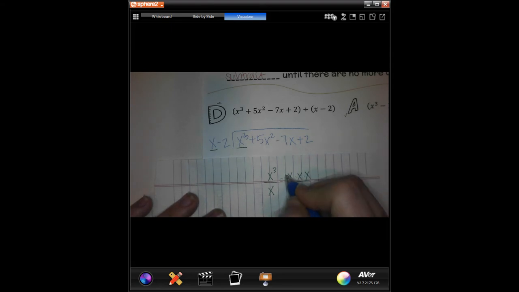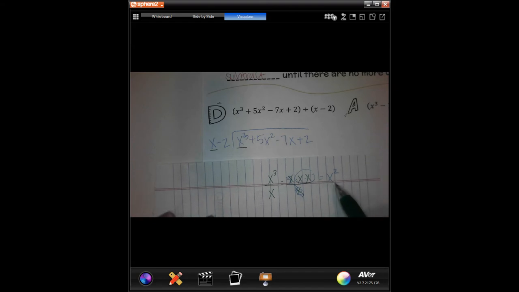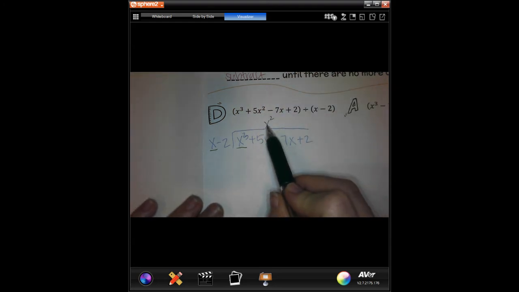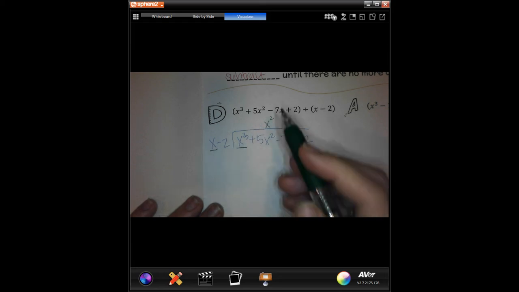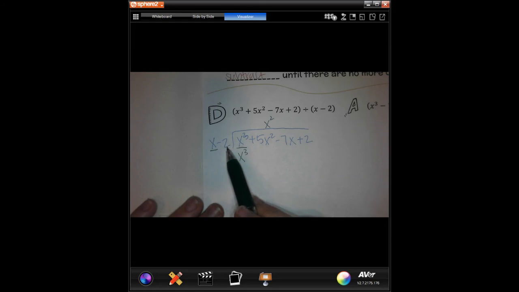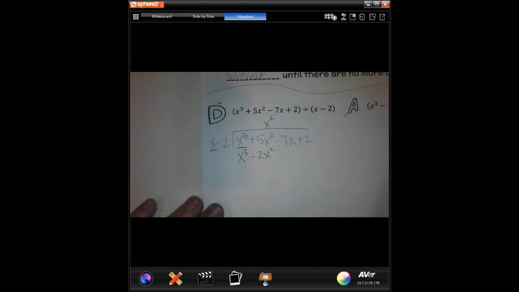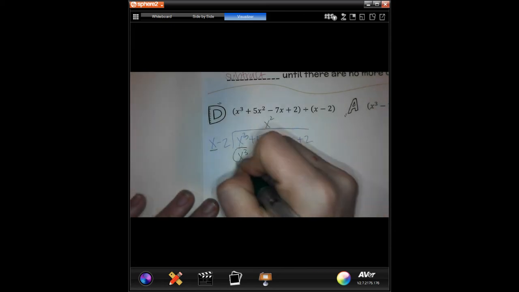And remember, that means that this crosses out with this, and I'm left with these two x's, which is x squared. Okay, so our first term of our quotient is going to be x squared. So I'm going to put that over the term with the x squared here. Okay. And then I'm going to take x squared times x, which is x to the third. And I'm going to take x squared times -2, and that's -2x squared. So I'm going to put that right underneath the x squared. Okay. And then I'm going to put this in parentheses.